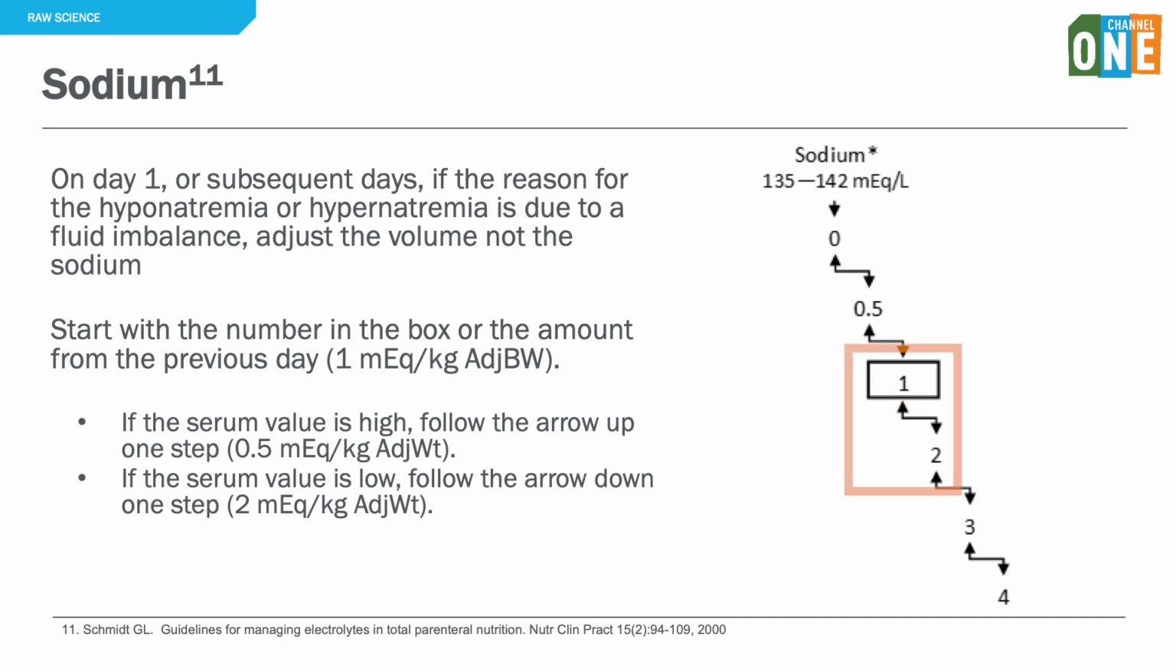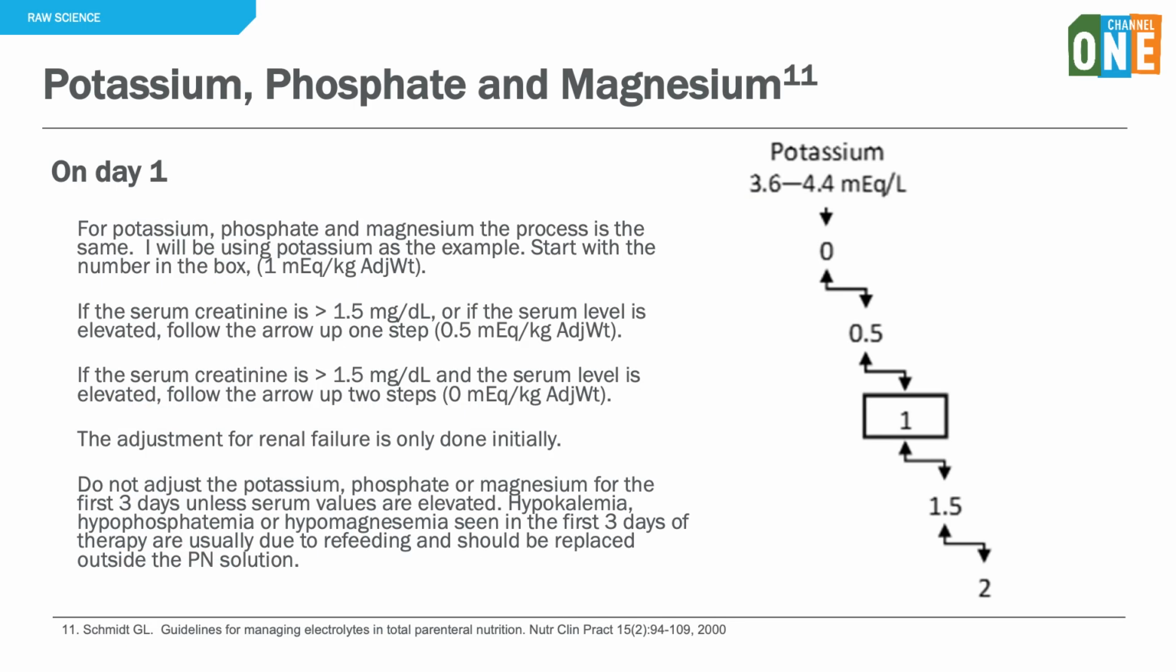If the serum value is low, follow the arrow down 1 step. For potassium, magnesium, and phosphorus, the process is the same. I will be using potassium as the example. We will start with the number in the box, 1 milliequivalent per kilo.